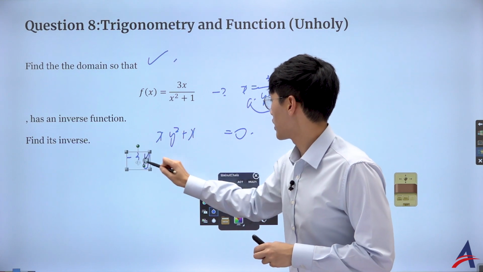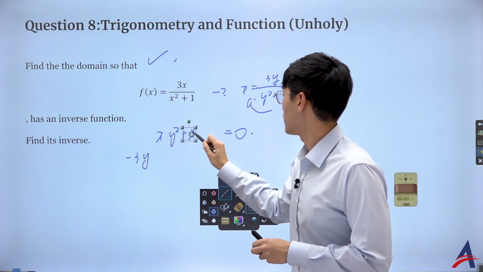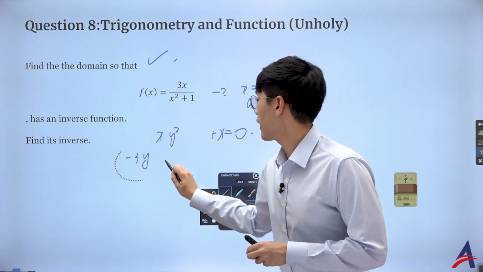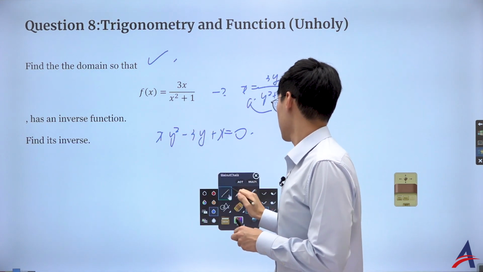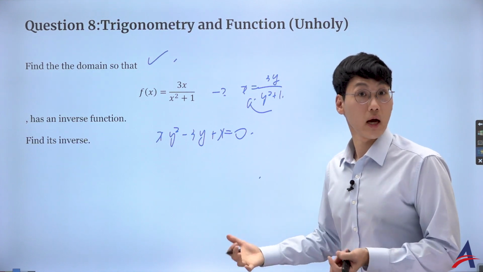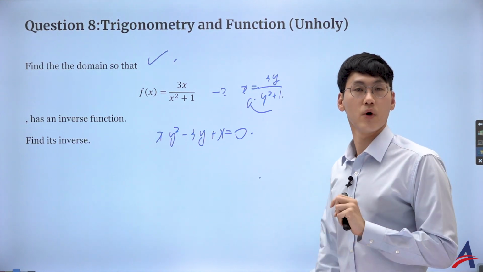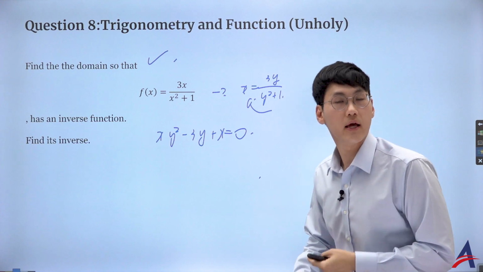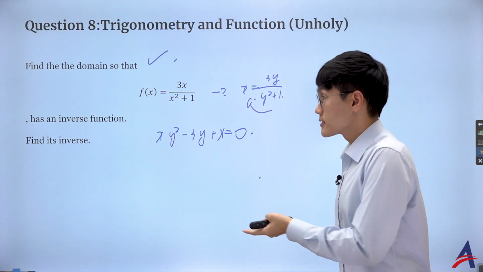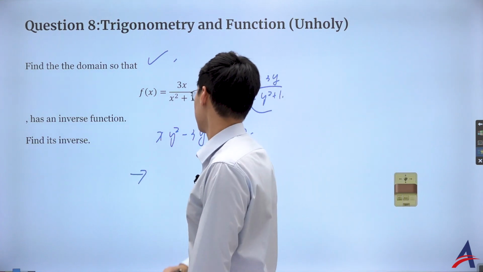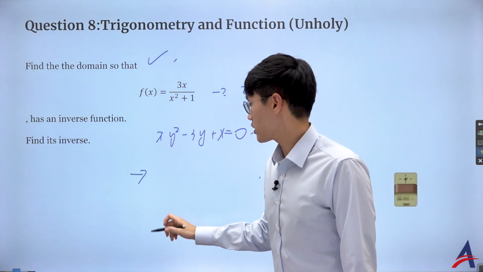I'm going to rearrange so that it's in descending order with the expression of y. So I get the square and then the linear. Now I have a quadratic expression. I want to solve for y in terms of x, so my variable here is y. The rest are just constant coefficients. You can think of it like that. So now I can use the quadratic formula.